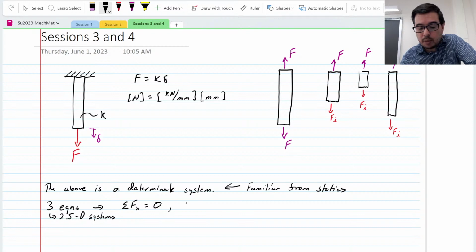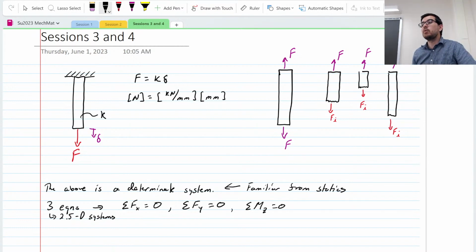Okay, typically we're not going to sum forces in the z direction for a 2.5D problem. And the third one is the sum of the moments is equal to 0. So these are typically the 3 equations that you have, and you hope that you have 3 unknowns or less for a determinate system.